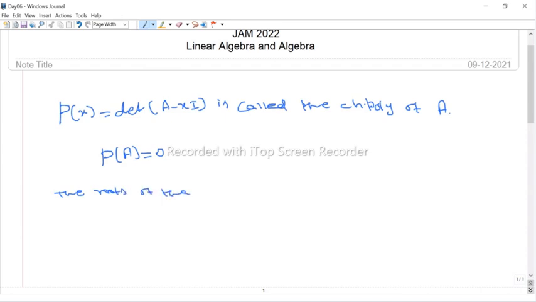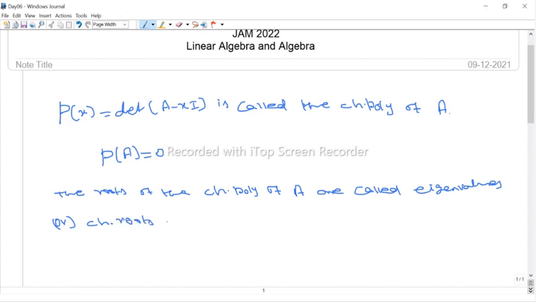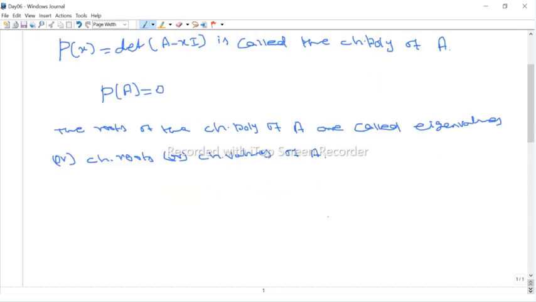So the roots of the characteristic polynomial of A are called eigenvalues or characteristic values. There are so many names: characteristic roots or characteristic values of A. Now, once we know the eigenvalues, then we can easily say the determinant and the trace; it is a very important property.